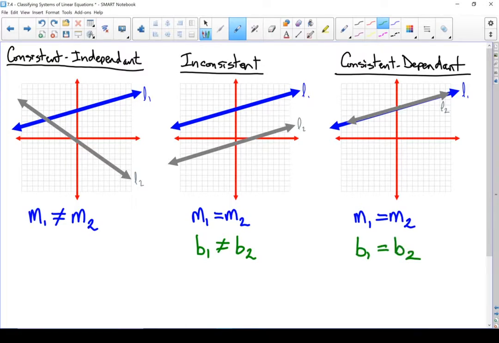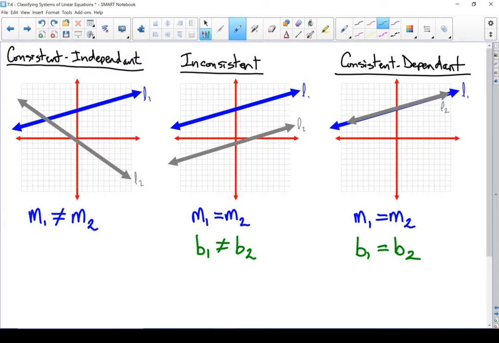So when it comes to classifying these two systems, compare your slopes first. If the two slopes are different, you've got a consistent independent system. If your slopes are the same, then you're going to need to look at your y-intercepts. And when you compare your y-intercepts, if your intercepts are different, then you've got an inconsistent system. If your y-intercepts are the same, then you've got a consistent dependent system.